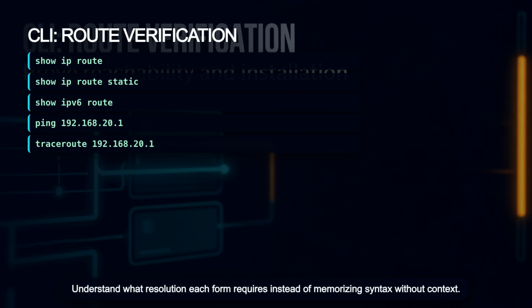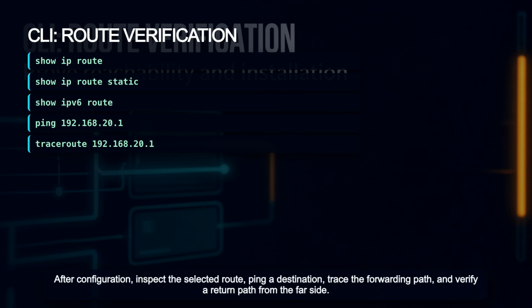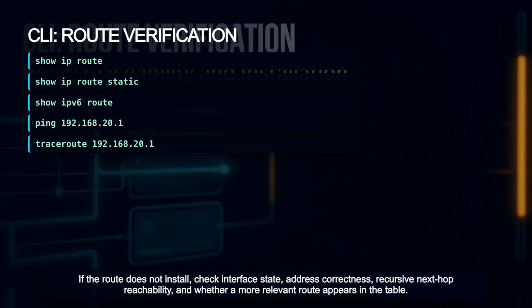Understand what resolution each form requires instead of memorizing syntax without context. After configuration, inspect the selected route, ping a destination, trace the forwarding path, and verify a return path from the far side. If the route does not install, check interface state, address correctness, recursive next hop reachability, and whether a more relevant route appears in the table.